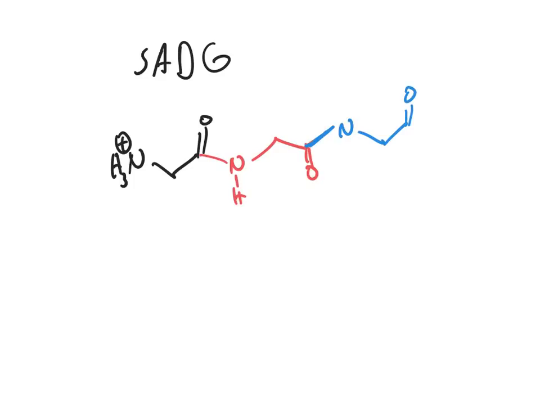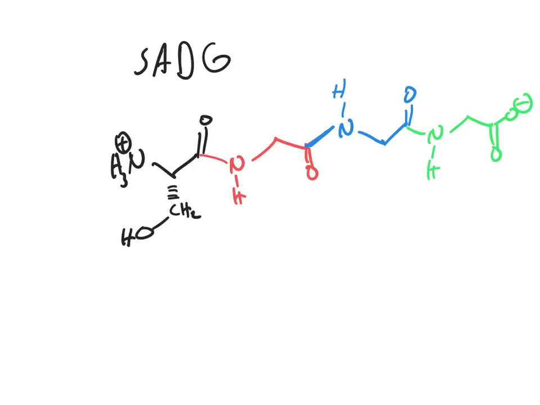Amino acid number 3. And amino acid number 4. From here, we need to add in our side chains. So our first one was a serine. So we are going to have a CH2 and an OH.